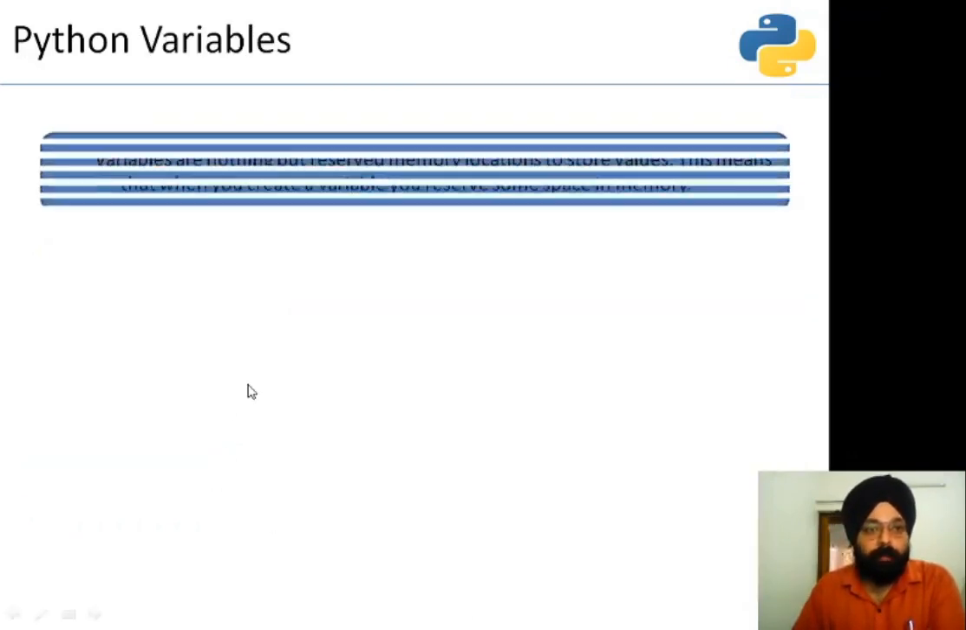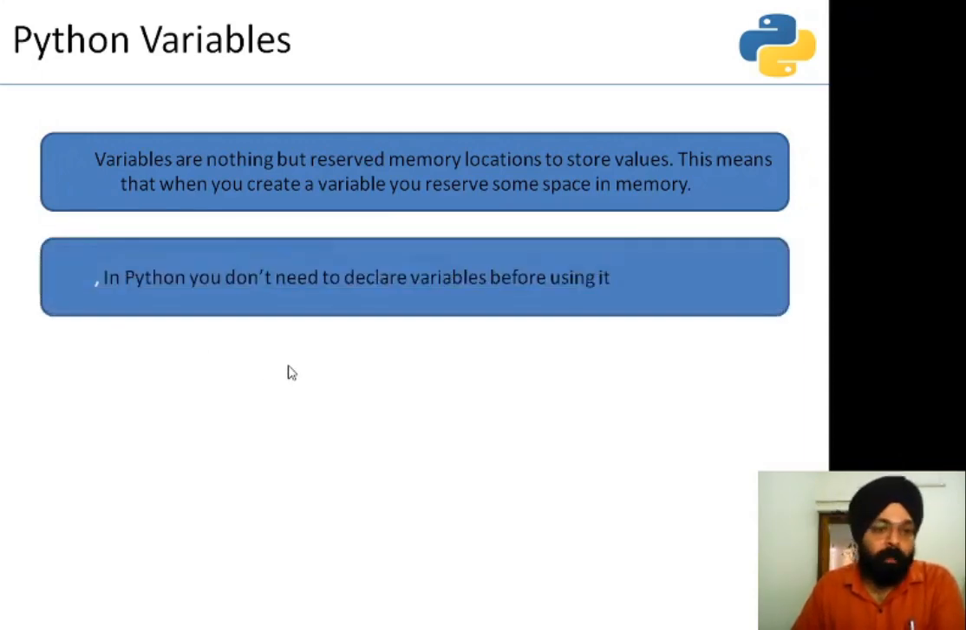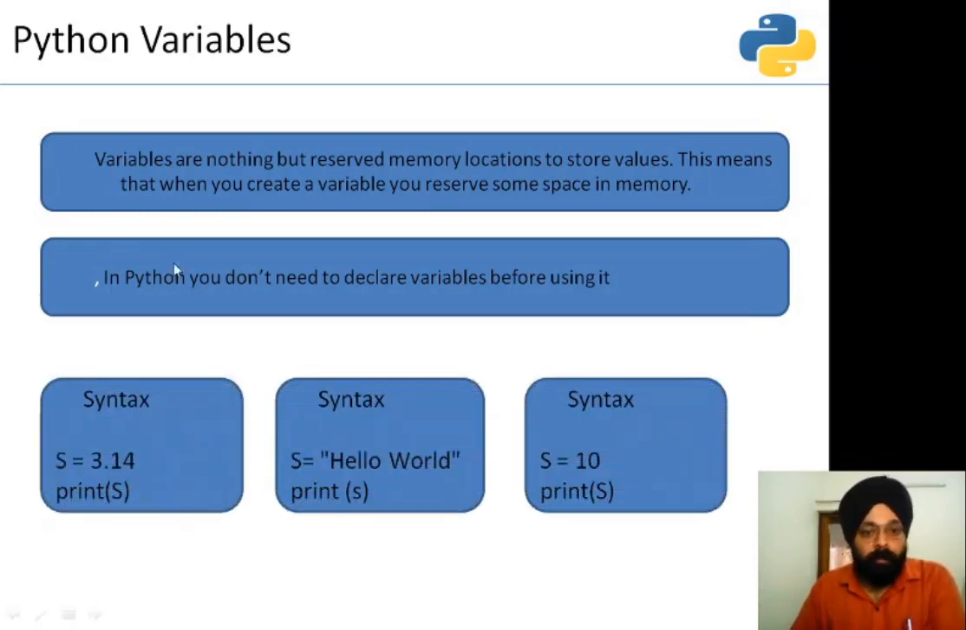Next, moving on to Python variables. Variables are nothing but reserved memory locations to store values. This means that when you create a variable, you reserve some space in memory for that particular variable. In Python, there is no need to declare a variable before using it. Whenever you want to use a particular variable, you just initialize it and you can directly use it.